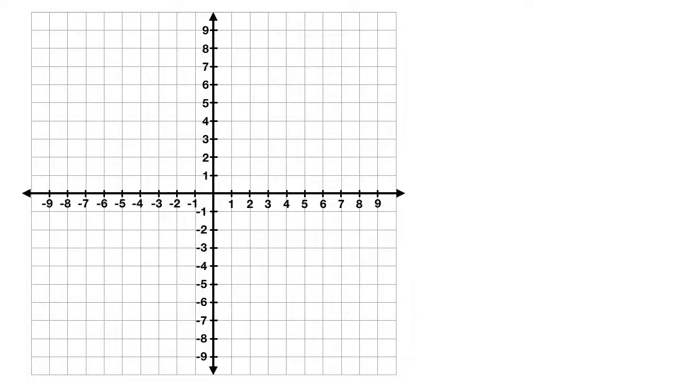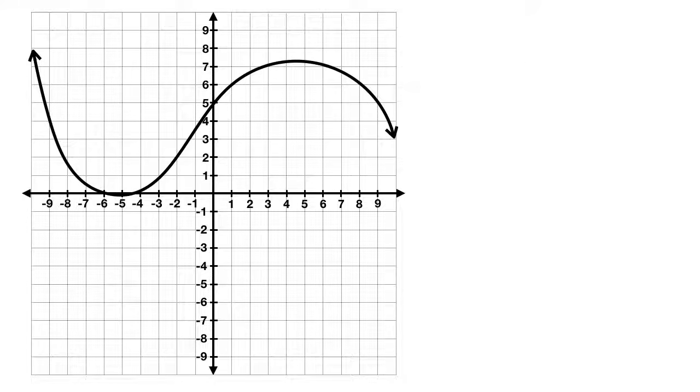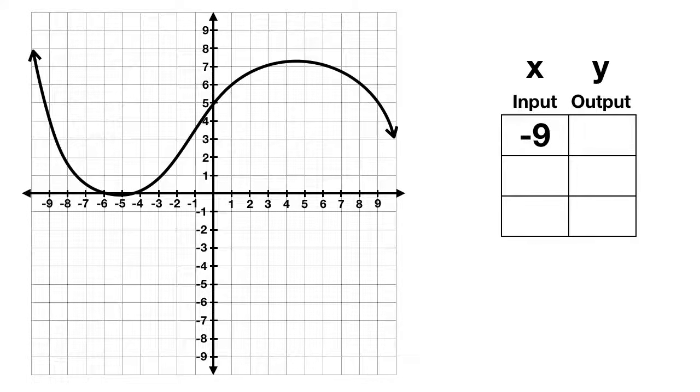Now here is your last function for today. On the coordinate plane, this line shows a function. Find the output when the input is negative 9. Well, the input is the x-axis, so we'll look for a negative 9 on the x-axis and go up to our function. We see this point has a y value of 4, so the output is 4.